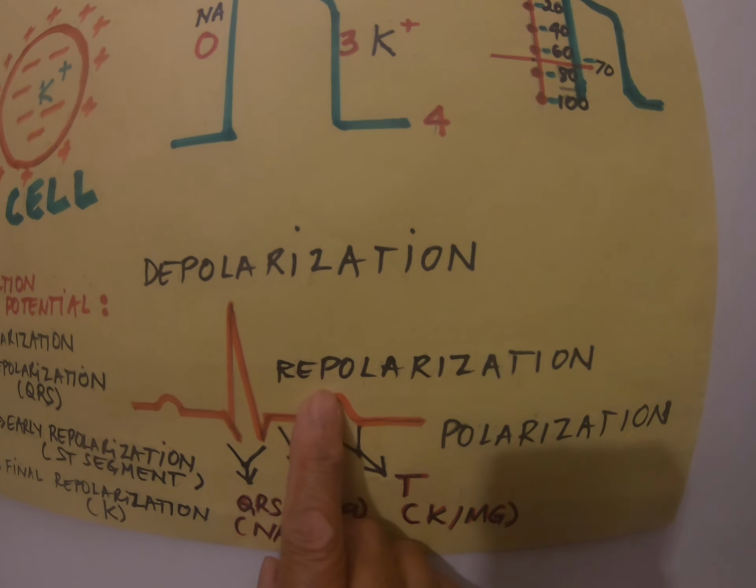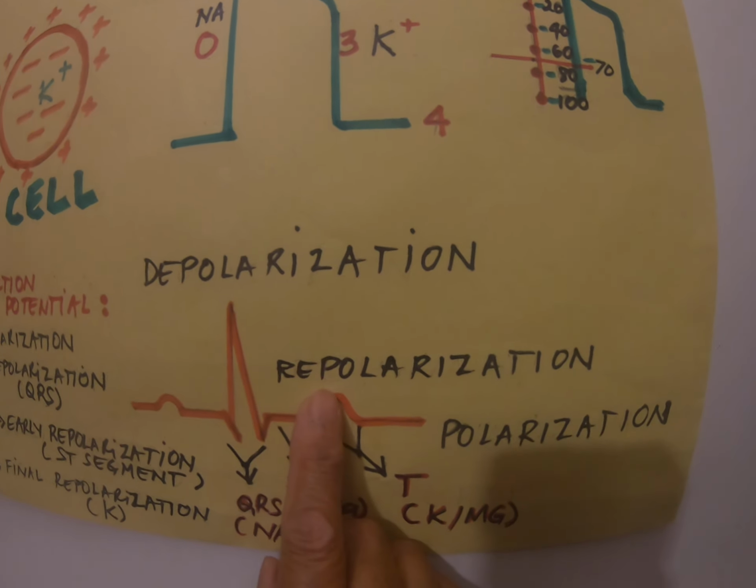So when you see the depolarization, that is the QRS. When you see the number 1, number 2, that is the calcium, and that is the ST. And then the T wave, that is the potassium, sometimes with magnesium in it. But again, we are talking about the major players.